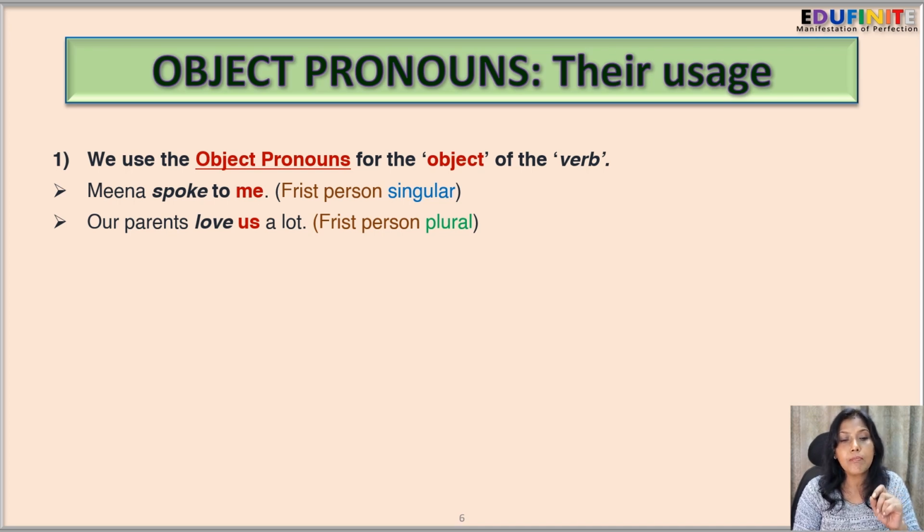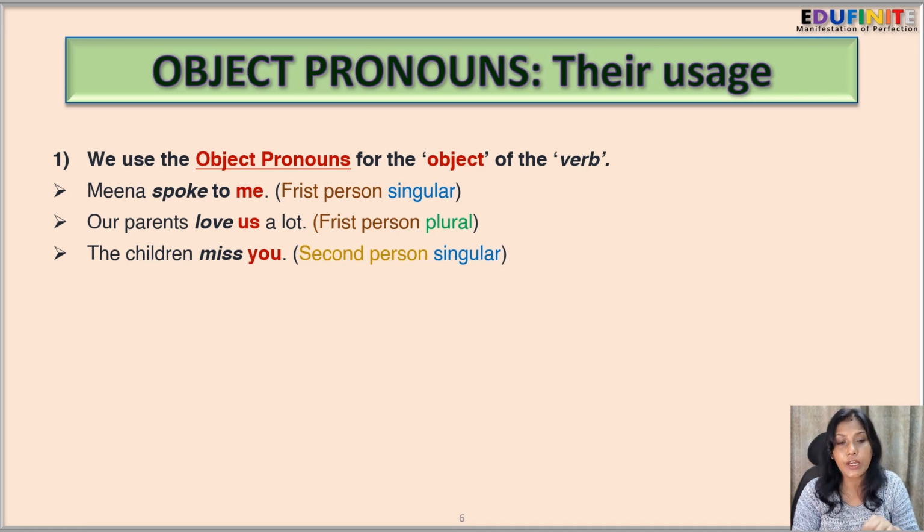The children miss you. So here the pronoun you is second person singular and here whom do the children miss? You. So you is the object of the verb miss. Hence it is an object pronoun.